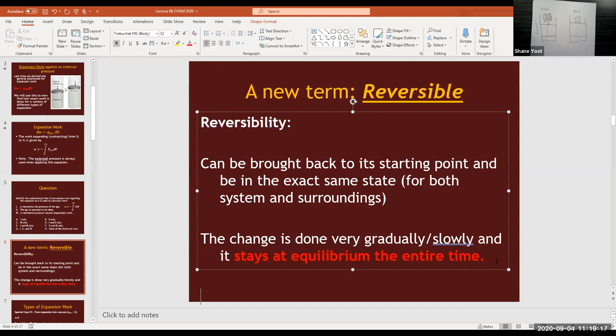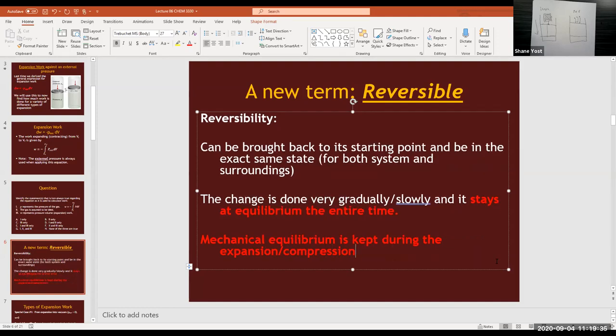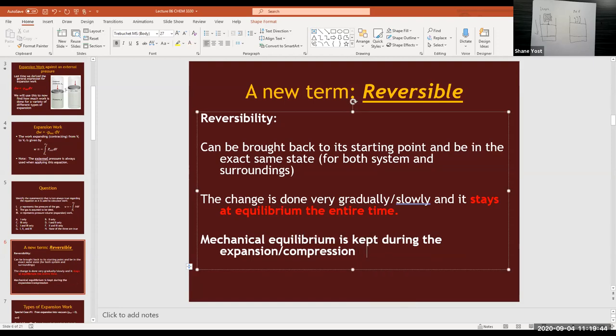And specifically with expansion compression, we often think of mechanical equilibrium being kept during the expansion compression. This mechanical equilibrium is being maintained during the entire time of expansion compression. And what does that mean? If I'm in mechanical equilibrium and maintaining this equilibrium, that means P equals P external. So for a reversible change in state, specifically expansion and compression work, it means that the pressure of your gas equals the external pressure during the entire expansion or compression, okay?